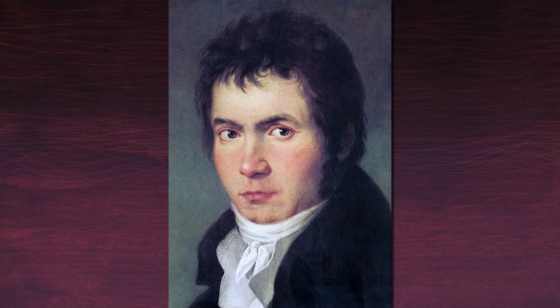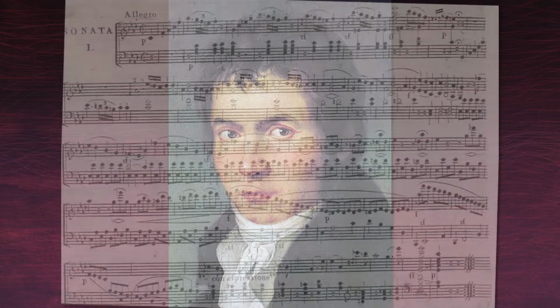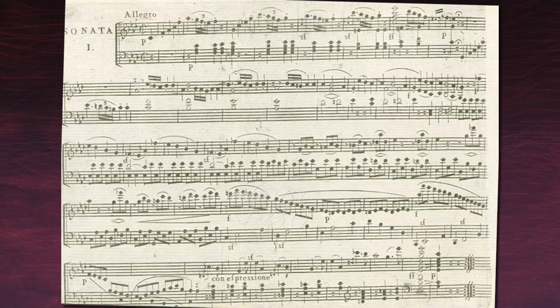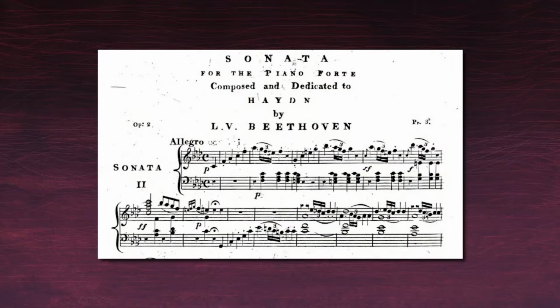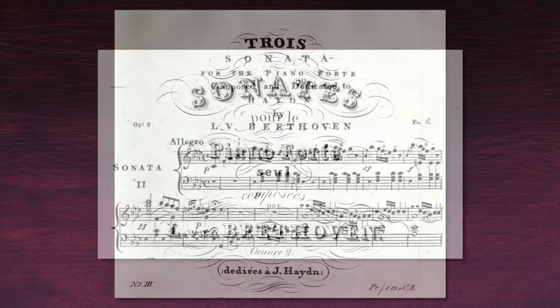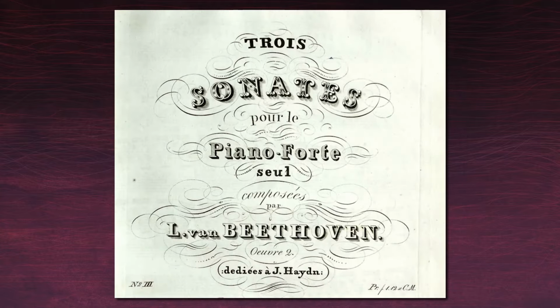Beethoven composed his Piano Sonata No. 1 in F minor, Op. 2 No. 1, in 1795, dedicating it to Joseph Haydn. It was published in 1796 alongside his second and third piano sonatas.